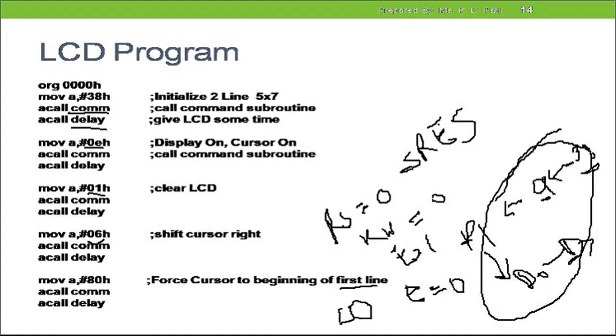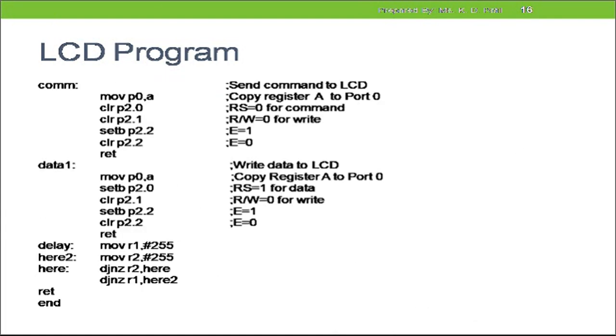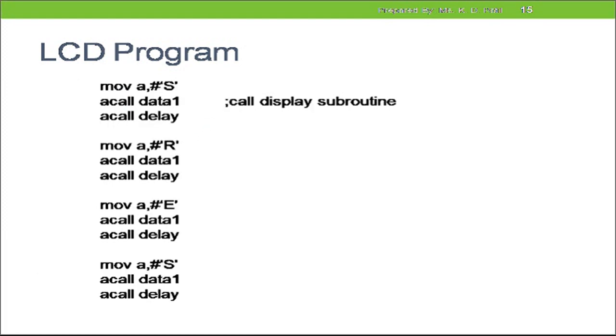So let us see this command subroutine. Whatever I have explained is written in the same way. So this is my command subroutine: from A to port 1, as we are using port 1 here. Whenever the command is sent to port 1, it will automatically go to D0 to D7 of the LCD. Then I want P2.0 to be 0, as P2.0 is interfaced with the register select pin, as you can see in the diagram.